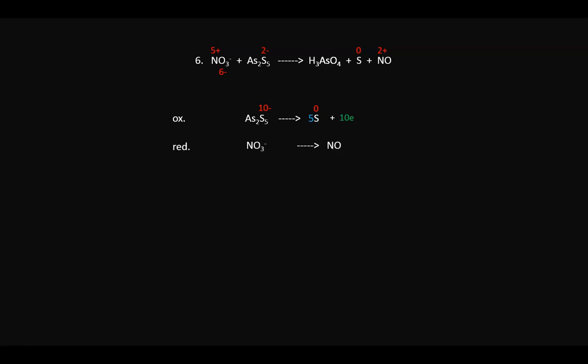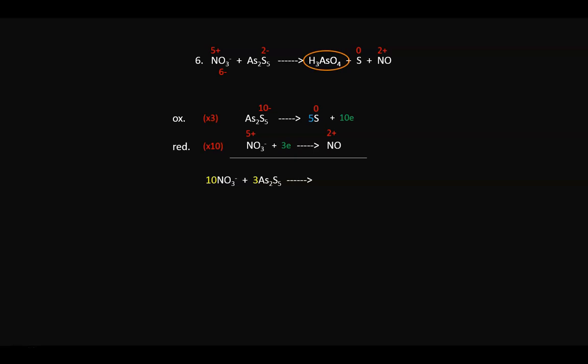For the reduction, nitrogen goes from 5 plus to 2 plus. So there must have been a gain of 3 electrons in this reduction. Since the number of electrons must be the same in each half reaction, we multiply by 3 here and 10 here to get 30 electrons for each reaction. Adding gives this so far.